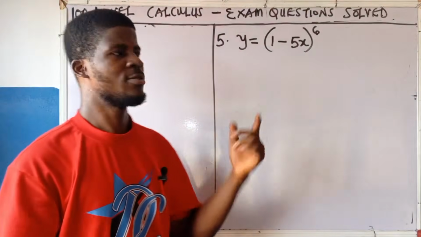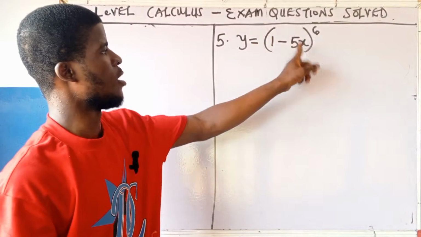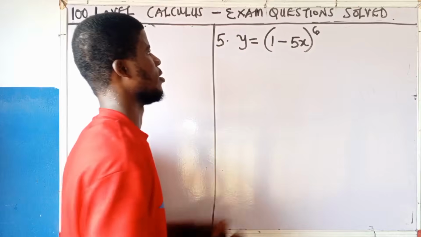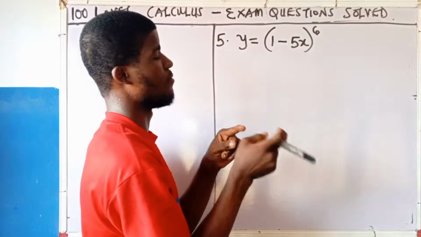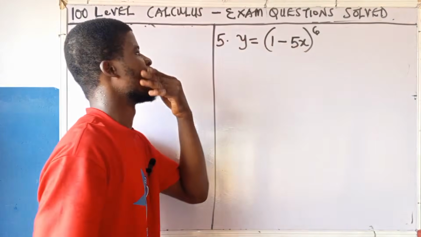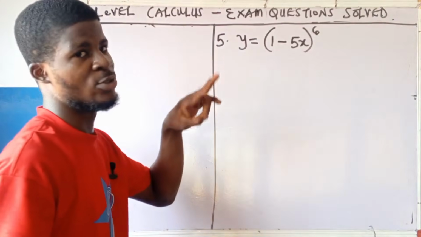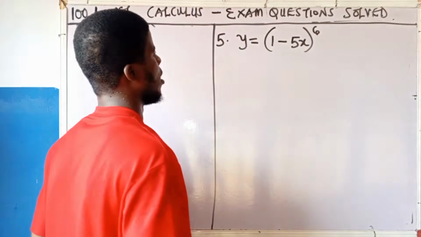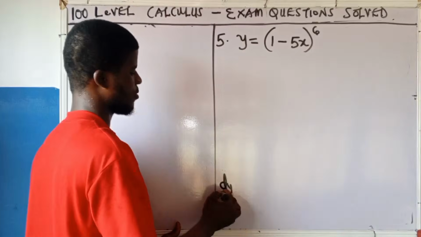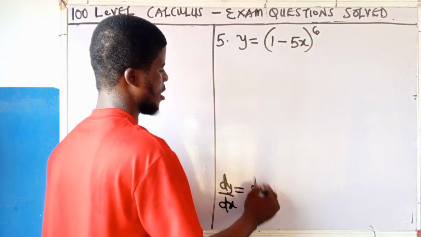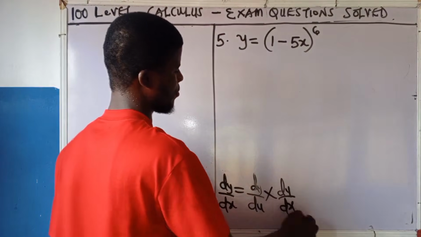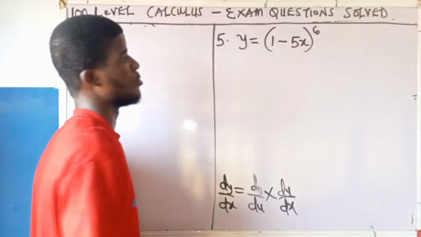We are asked to differentiate y equals 1 minus 5x all to the 6th power. This question is on the chain rule. Yeah, there are two functions here. We have the power function and we have the inner function, which is algebraic. So what we'll do is apply the chain rule to solve this particular question. Now, I will be doing a shortcut for the chain rule. The chain rule says dy/dx is dy/du times du/dx. So this is the shortcut to the rule.